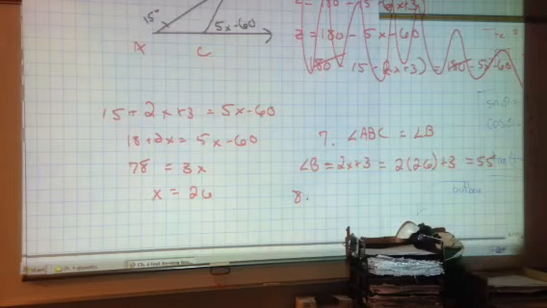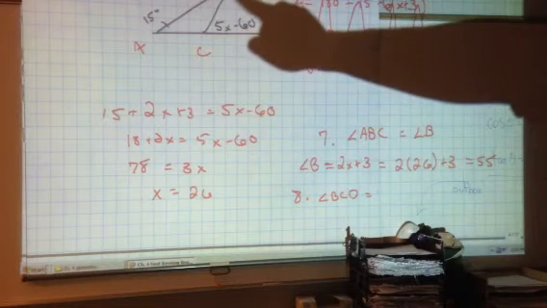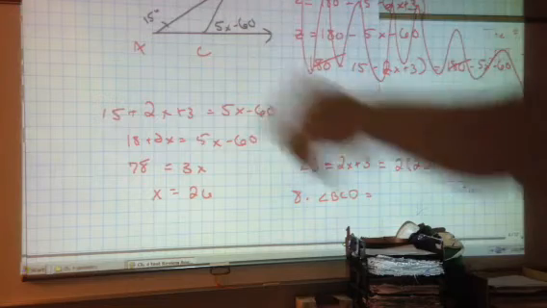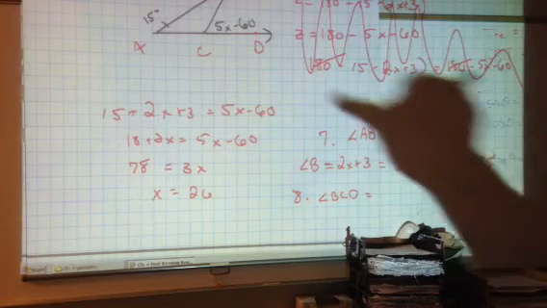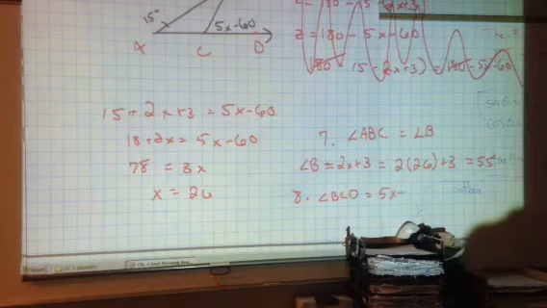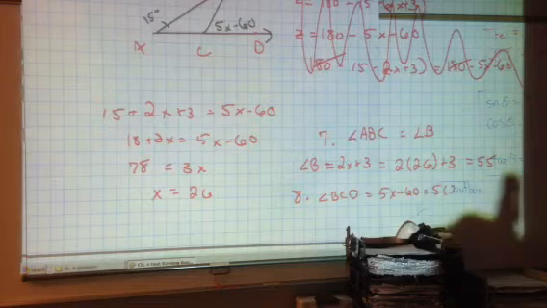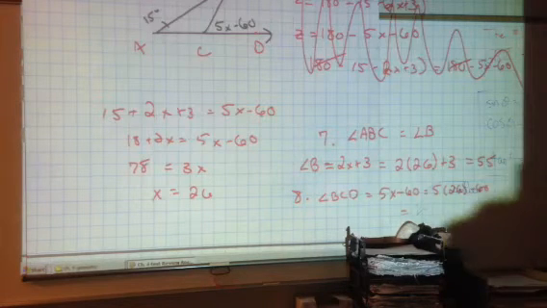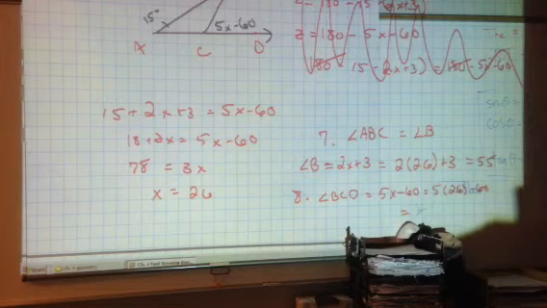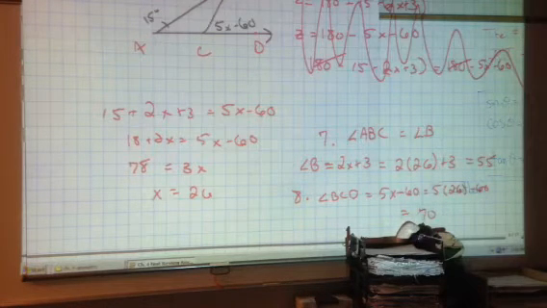Number 8, they want you to find angle BCD, which again is going to be from B down to C over to D. So they're talking about this 5x minus 60 question here. What is this angle measure? Well, I know x, so I'm going to go ahead and plug x in. And you get 70, which makes sense.